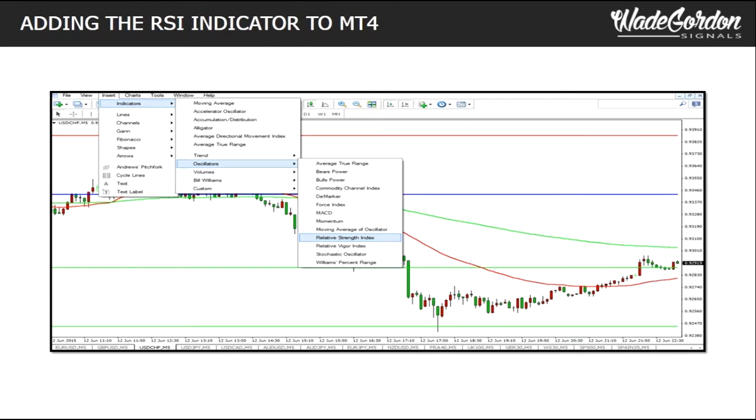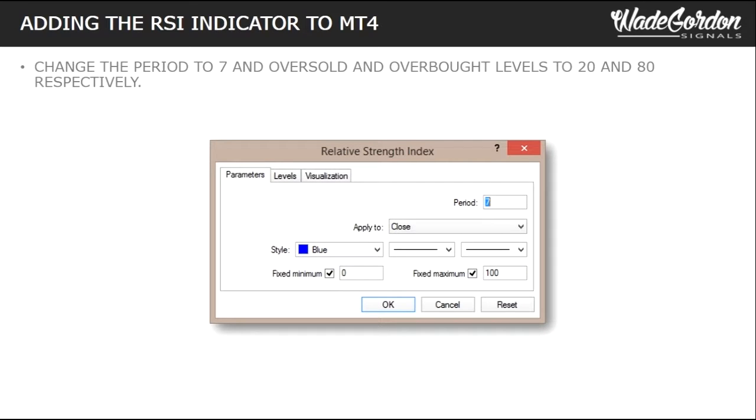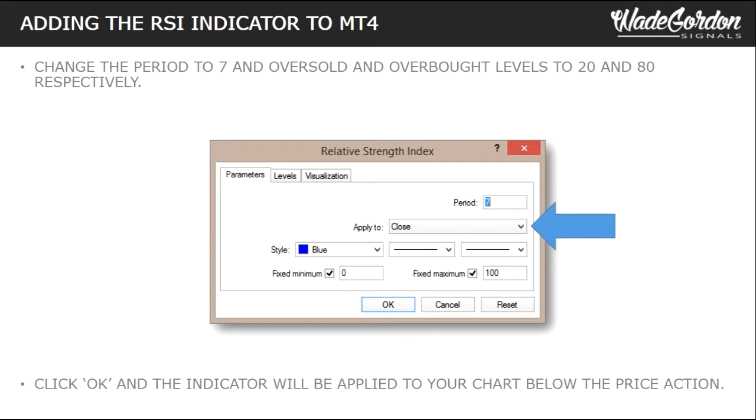To add the indicator into MetaTrader, simply go to Insert on the main menu, Indicators, Oscillators and Relative Strength Index. Change the period to 7 and the oversold and overbought levels to 20 and 80 respectively. Apply the calculation to the closing prices. Click OK and the indicator will be applied to your chart below the price action.